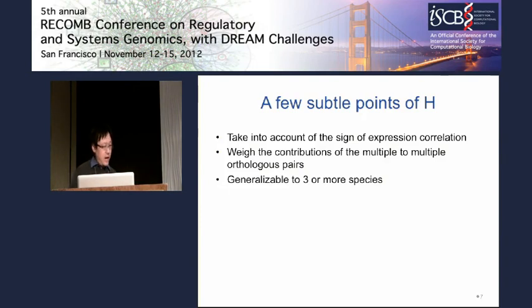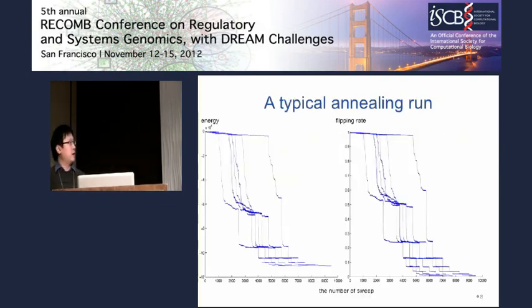The other point is that, in reality, orthologs are not always one-to-one. In many cases, we see many-to-many ortholog pairs. So we also have a simple way to do a normalization here. You can imagine this energy function can be easily generalized to more species, say 3 or even more. So I just try to show you a typical run of this algorithm. Here, each trajectory basically corresponds to one run of our algorithm.